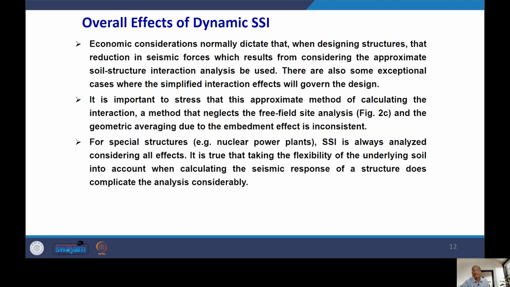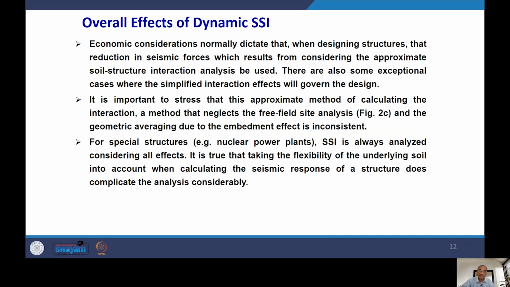Now economic consideration dictates that when designing the structure, if the reduction in seismic forces from the approximate analysis is giving you a benefit in the design, then certainly that should be used. But one needs to make sure that you have considered all the effects. There are some exceptional cases where the simplified interaction effect will govern the design. Further, it is important to stress that this approximate method of calculating the interaction, a method that neglects the free field site analysis and the geometric averaging due to the embedment effect, is inconsistent.